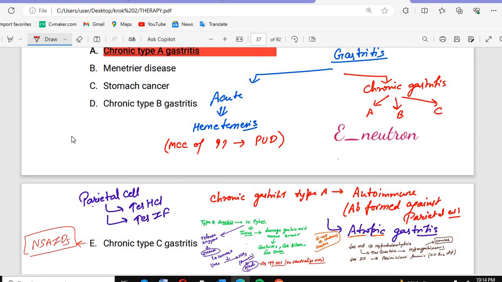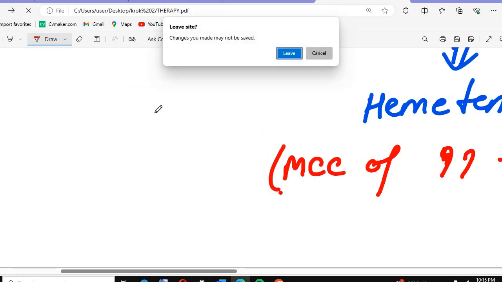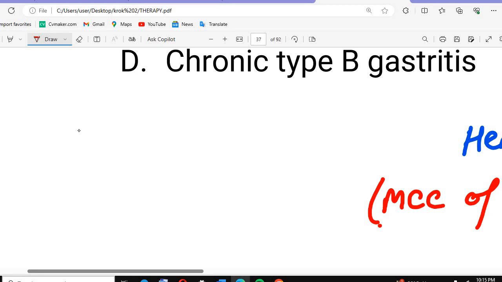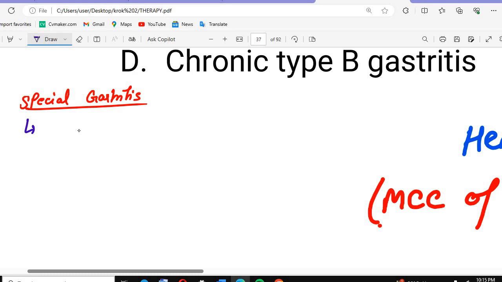Other than that, there is special gastritis, and they will not ask you much about it. Remember that the special gastritis are named specially, for example, Menetrier's disease. In Menetrier's disease, what we see is a gross hypertrophy of the gastric mucosal folds, so that is Menetrier's disease.